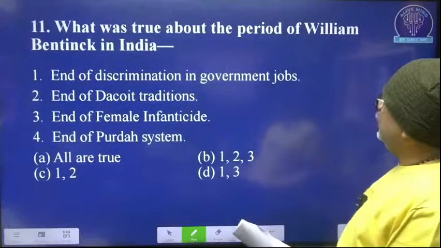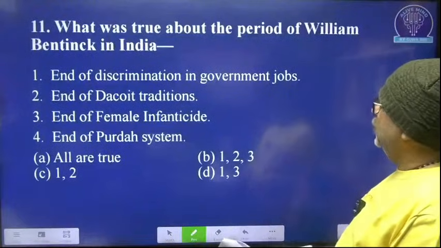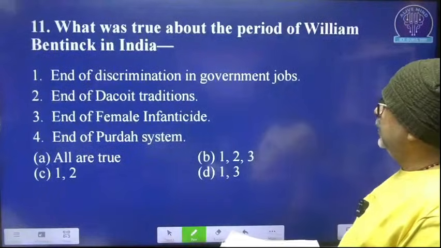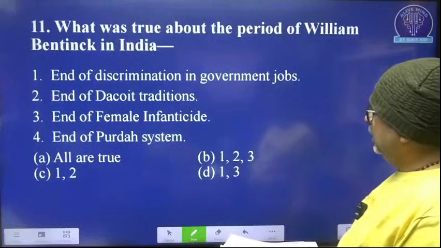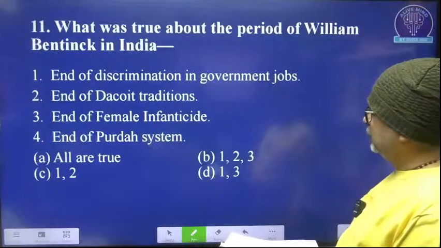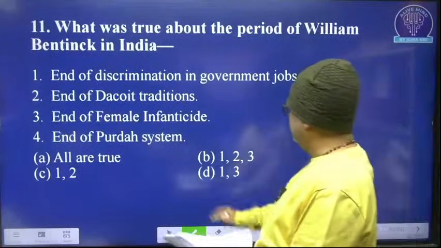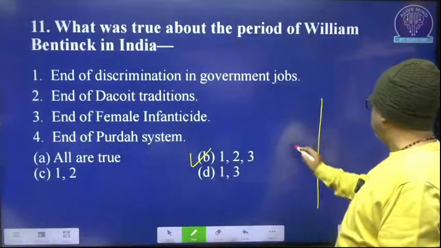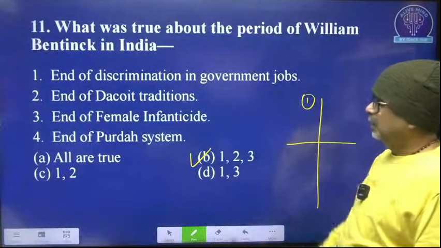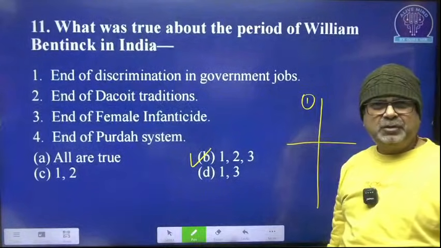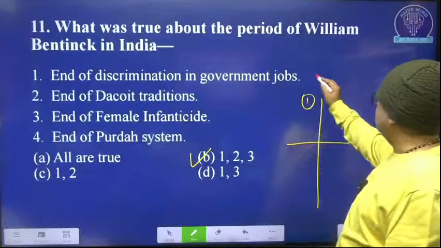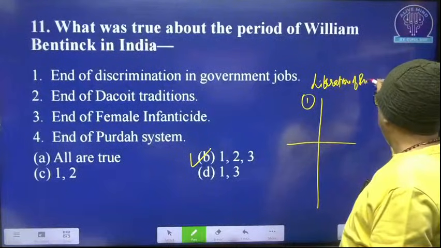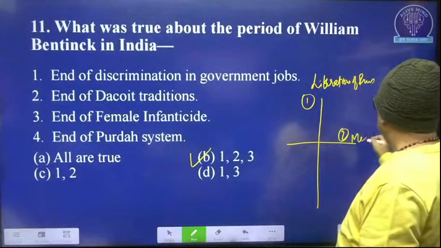What was true about the period of William Bentinck in India? End of discrimination in government jobs. True. End of dacoit traditions. Yes. End of female infanticide. End of Parda system. 1, 2, 3. William Bentinck's period is famous for liberation of the press. Again, medical college in Calcutta.